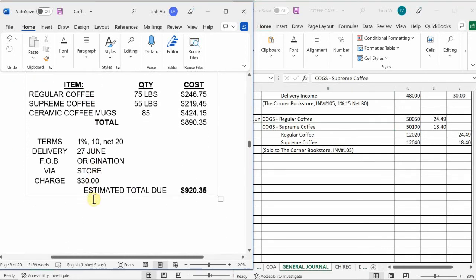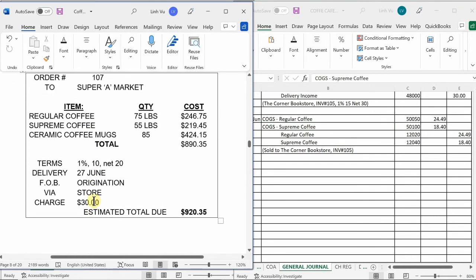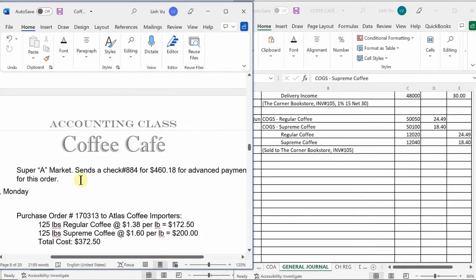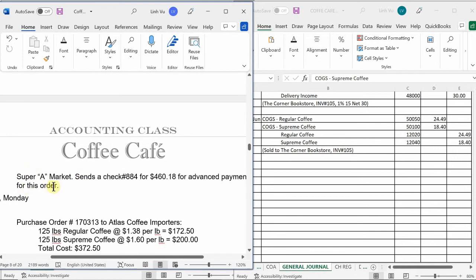So this is what they want from us. They want 75 pounds of regular coffee and 55 pounds of Supreme coffee, along with 85 coffee mugs. Right, everything looks good. We're going to deliver to them on June 27th, and here's something you need to know. Super A Market sends a check number 884 for $460.18 for advance payment for this order.